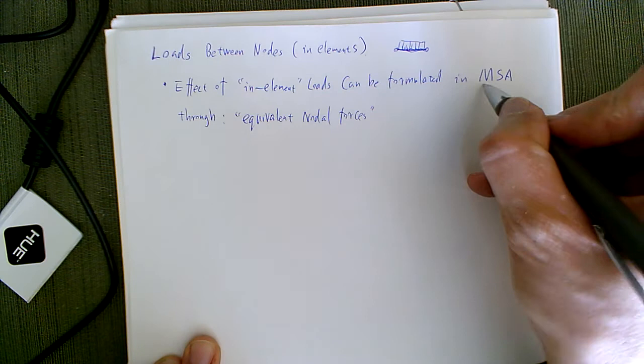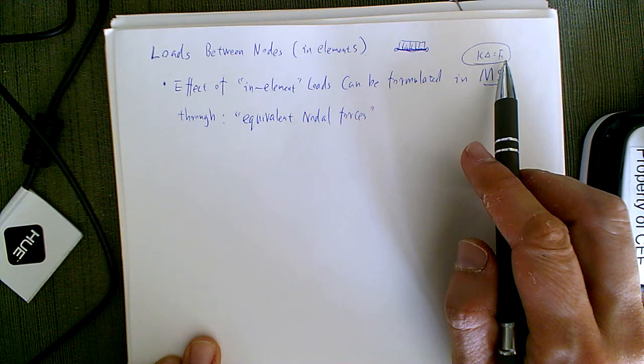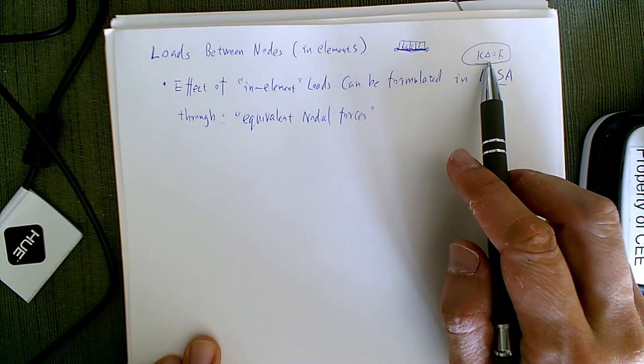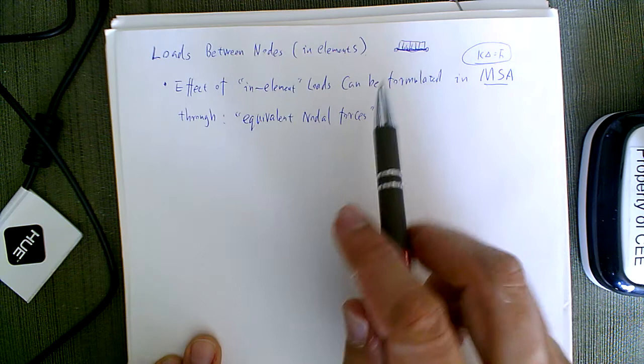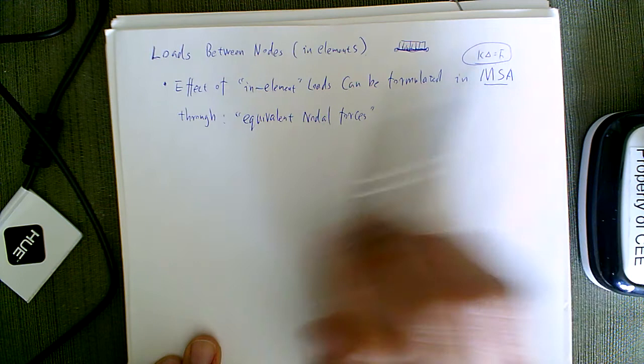So what I mean is, when you do this matrix structural analysis, this K delta equals F thing, all you're doing is delta and F. You can think about the concentrated effect at the nodes. You don't have any information of what's going on inside of the element. What this says is that if you have something going on along the element, its effects can be taken care of by including it as equivalent nodal force, which means these in-element effects can be represented by those nodal forces.